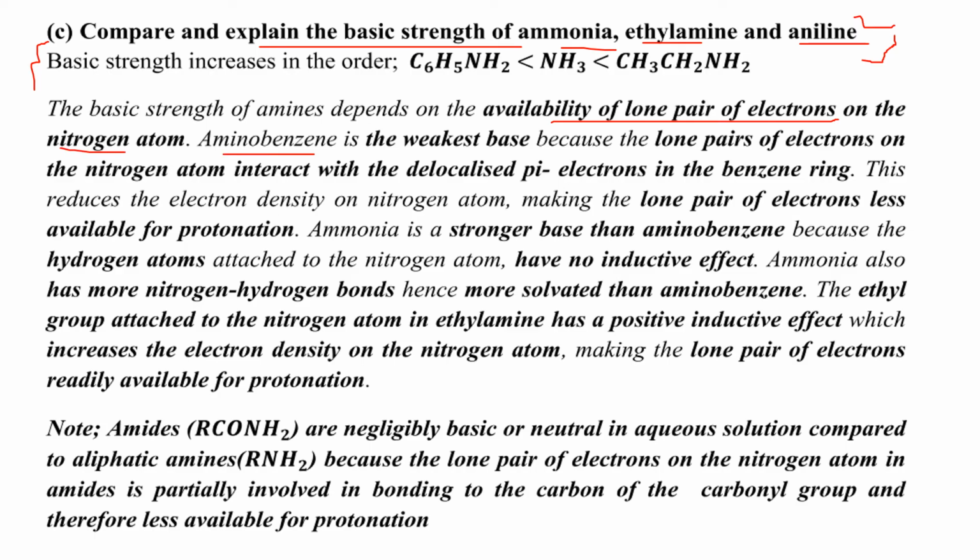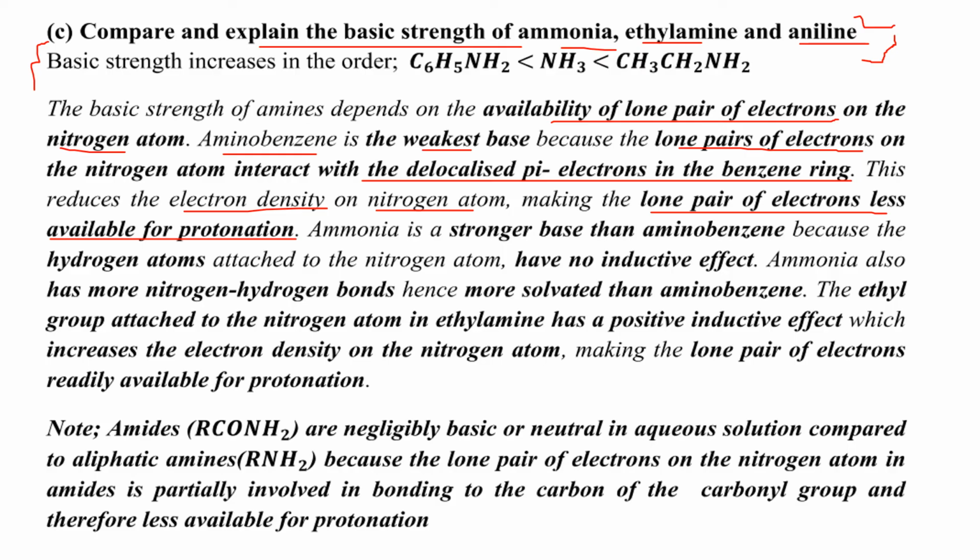Now aminobenzene, or aniline, is going to be the weakest base, because the lone pairs of electrons present on the nitrogen atom are going to be interacting with the delocalized pi electrons present within the benzene ring. What happens is that this reduces the electron density present on the nitrogen atom, and once the electron density on the nitrogen atom is reduced, it makes the lone pairs of electrons on the nitrogen atom less available for protonation or to accept protons.